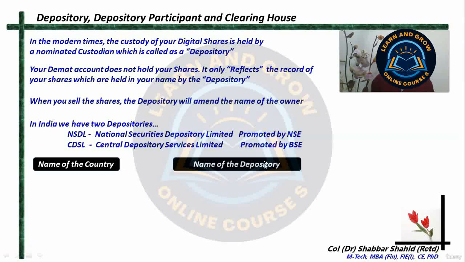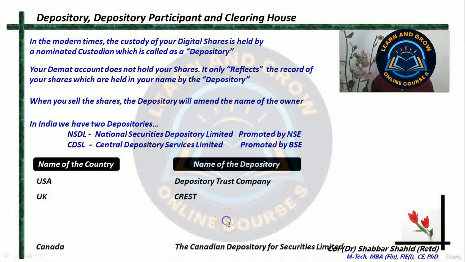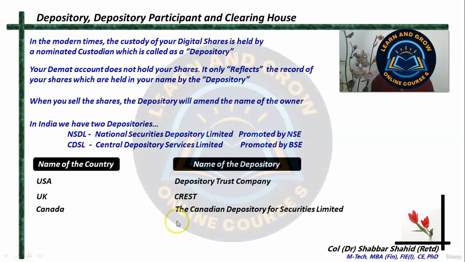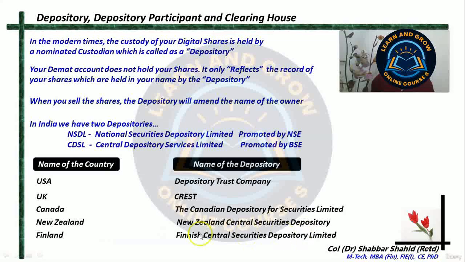Just for your knowledge, if you would like to know, in the United States, that depository is called as the Depository Trust Company. In the United Kingdom, it is called as the CREST. Then in Canada, it is called as the Canadian Depository for Securities Limited. In New Zealand, it is the New Zealand Central Securities Depository. And then you have something called as the Finnish Central Securities Depository Limited.